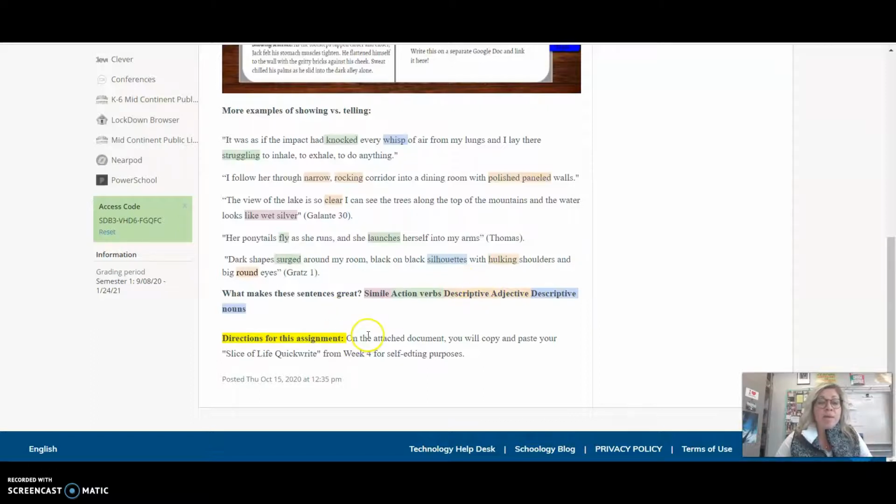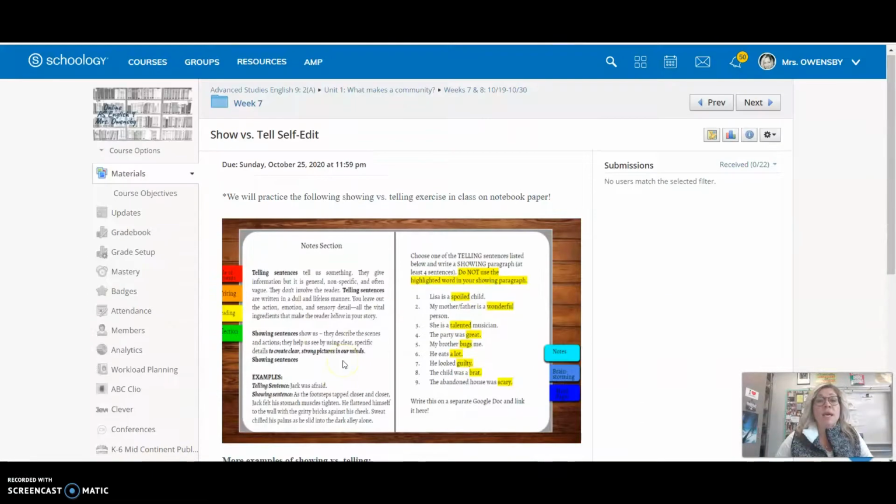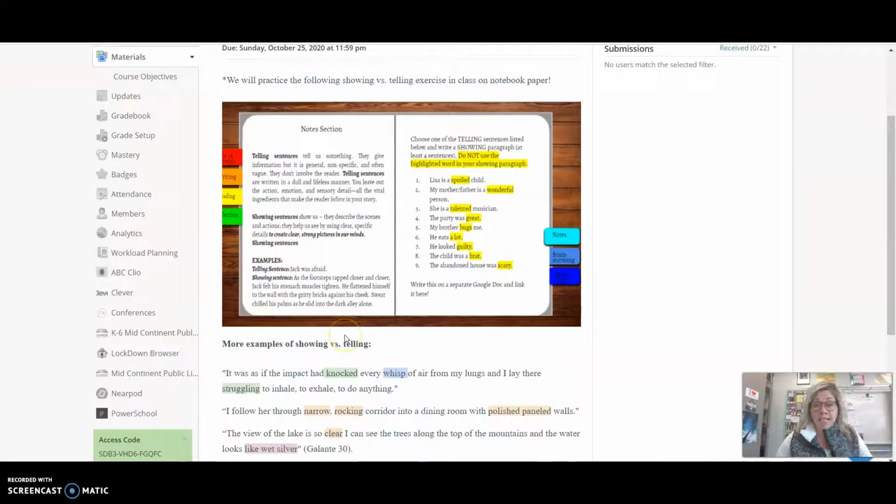For this assignment, you guys will be copying and pasting your slice of life quick write from week 4 onto the document, and then you will be editing that and making it more descriptive. And from there, you may want to start using that for your slice of life writing. That is the goal, but maybe you're like, I don't really like where I was going with this. You can start new. You can start with something different, okay?